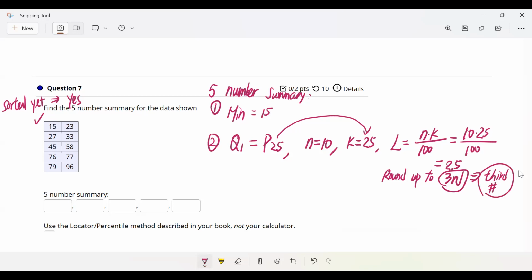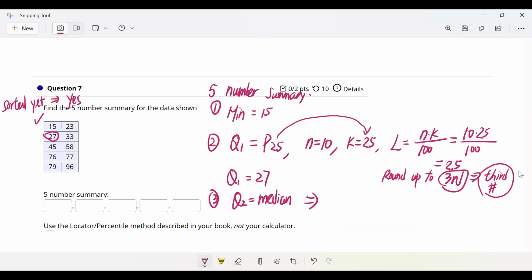So that means the third number in our data set is quartile 1. The third number is 27, so quartile 1 equals 27. And then quartile 2 is the same thing as the median. So let's use the median formula to find this.